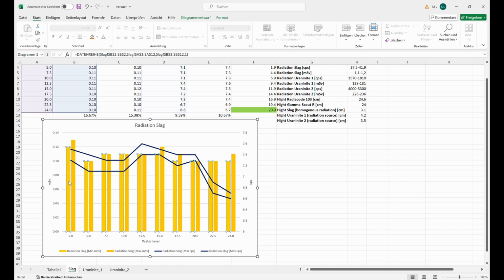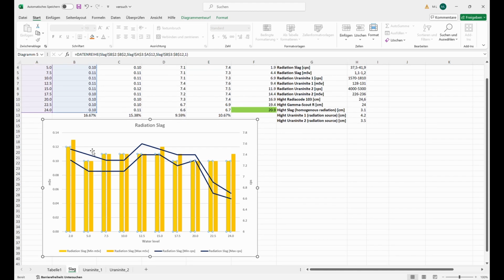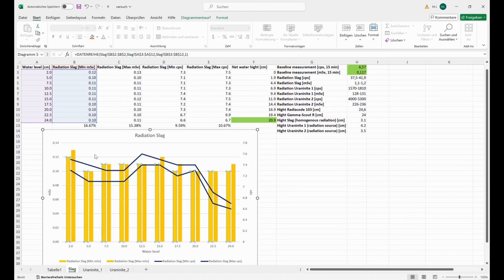First of all, if we consider the yellow bars, we can see that the values aren't really decreasing over the whole period, that they are almost the same over the whole period, and they are not really above the background radiation, which makes it really difficult in the field to detect anything like the slag with the Gamma Scout. There's not much difference in the values.